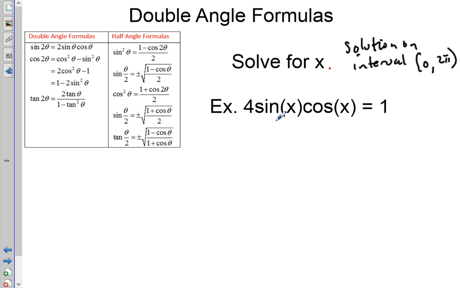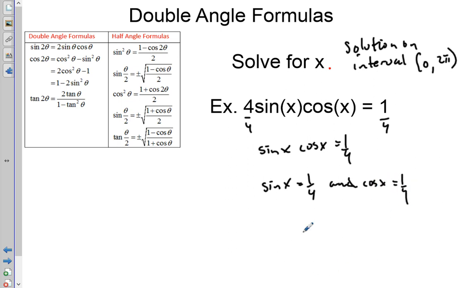Okay, so we have this right here. Now, once again, we have 4 sine of x cosine of x equaling 1. A lot of students will screw up on this because they'll divide by 4 on the other side, make this 1/4, and say sine of x cosine of x equals 1/4, and then say, oh, this is when sine of x equals 1/4 and cosine of x equals 1/4. You can't do that. You don't ever do that. I'm going to erase that.